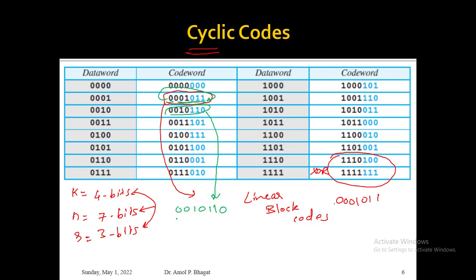So cyclic codes are one of the categories of linear block codes. Basically cyclic codes are linear block codes, but with that additional property, that whenever you are performing a cyclic left shift operation on it, you will get a valid code word.